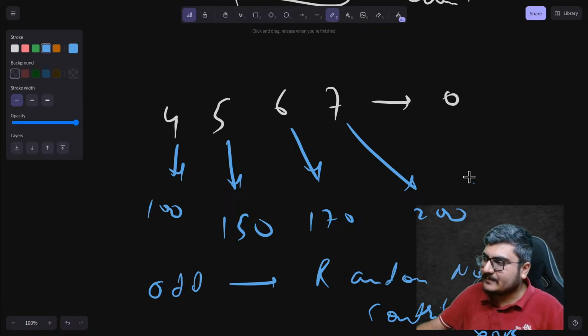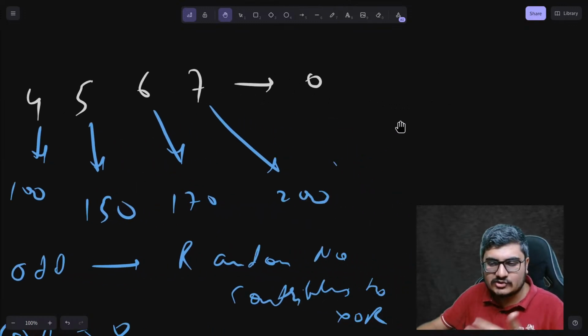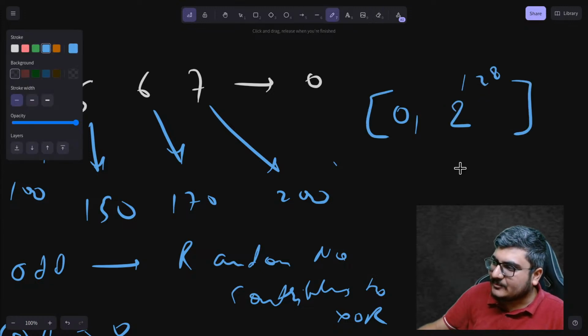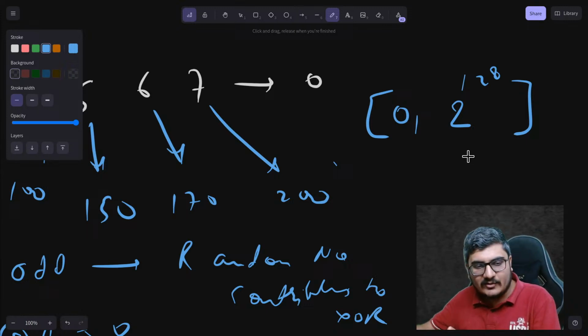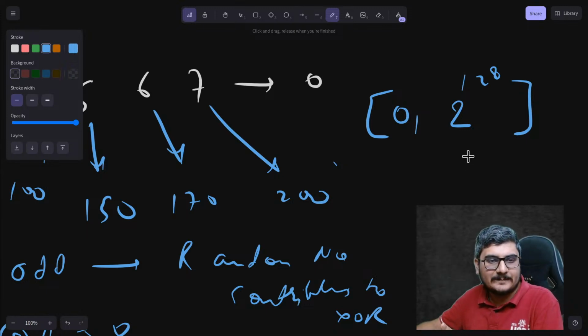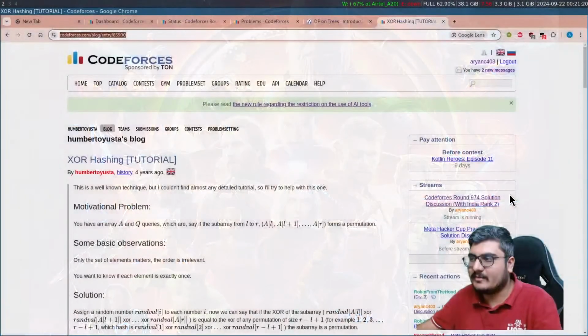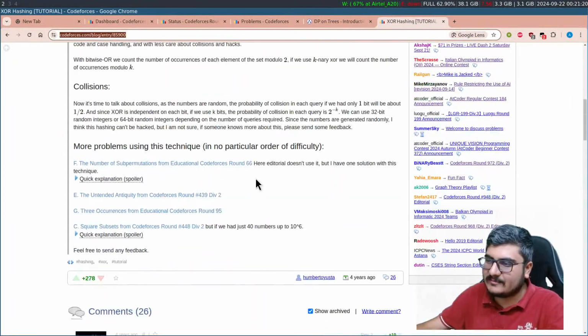But the idea is to use 2 different random numbers, basically a number from 0 to 128. The probability that there would be a collision becomes very small. For that you can use 2 random integers. And essentially this is the solution for this problem. This is XOR hashing, you can probably read about it here.